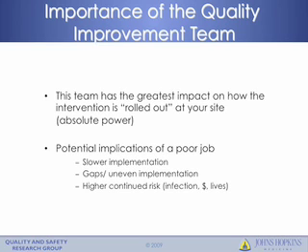And in addition, your senior leaders and your entire organization will be interested in knowing some of these details. The potential implications of the quality improvement team doing a poor job are slower implementation, gaps or uneven implementation, or higher continued risk for infection, for dollars lost, and in lives lost if the quality improvement team isn't doing a good job.